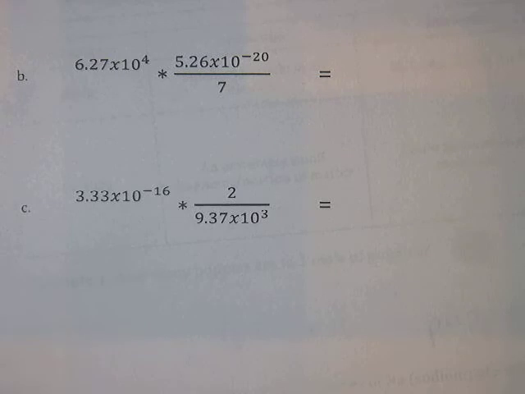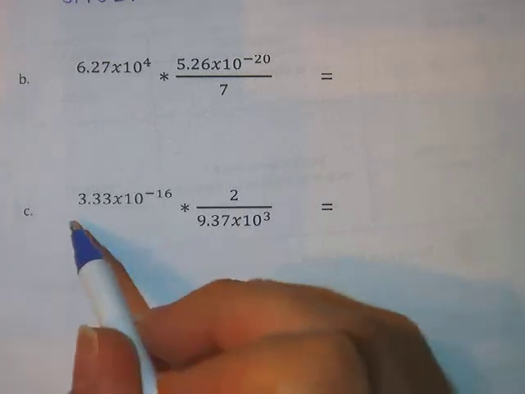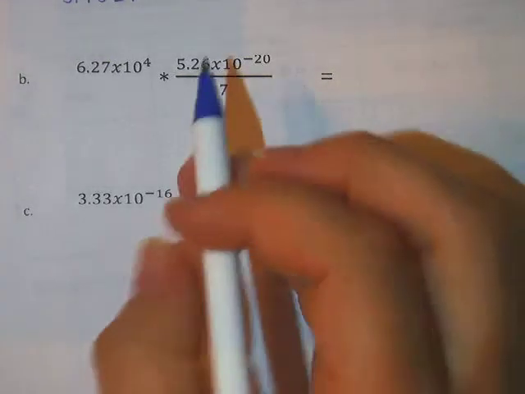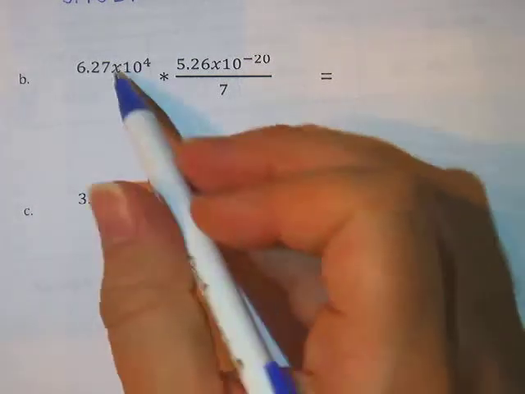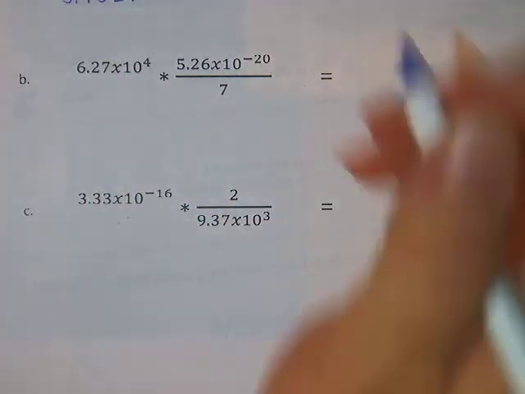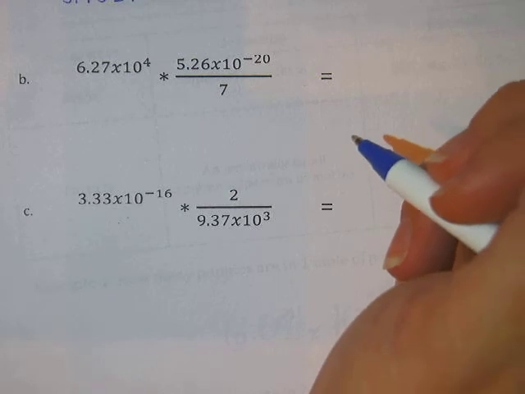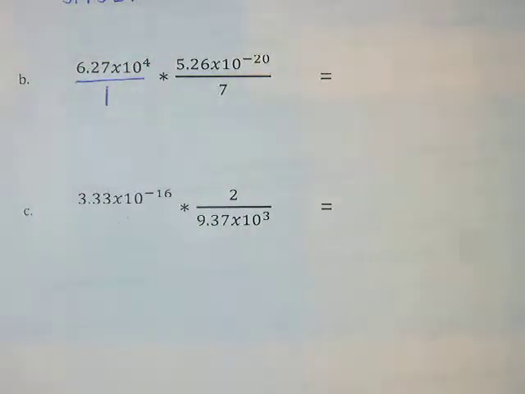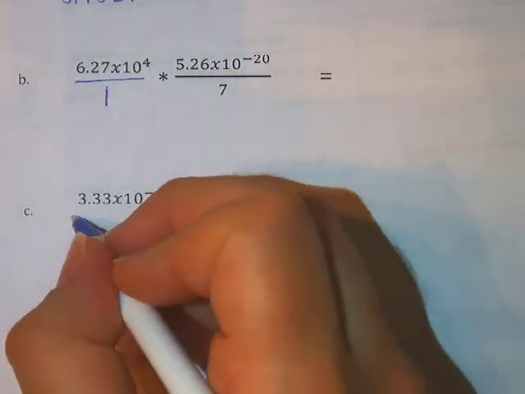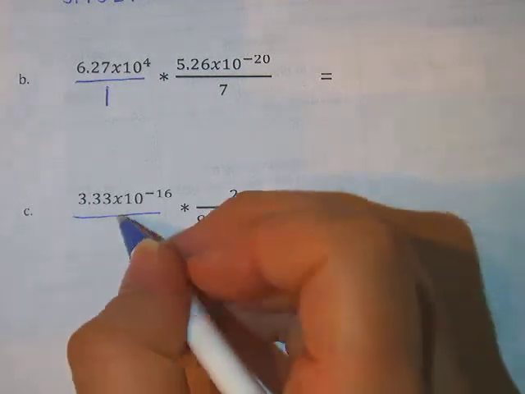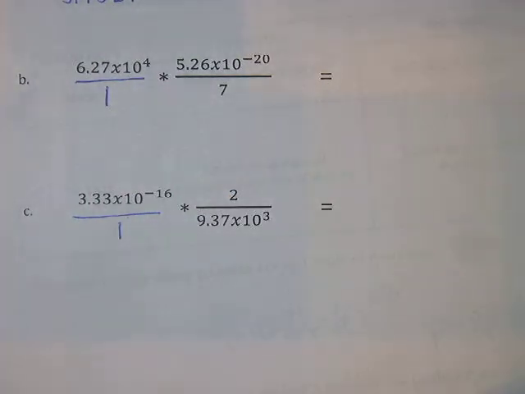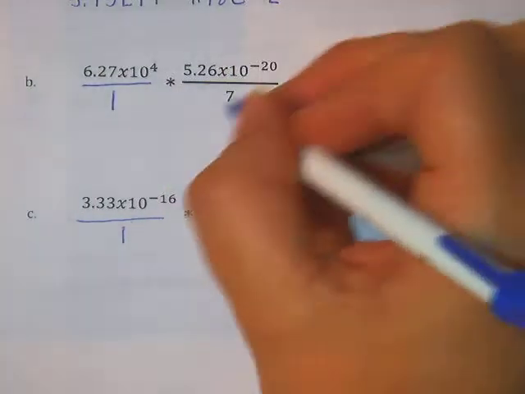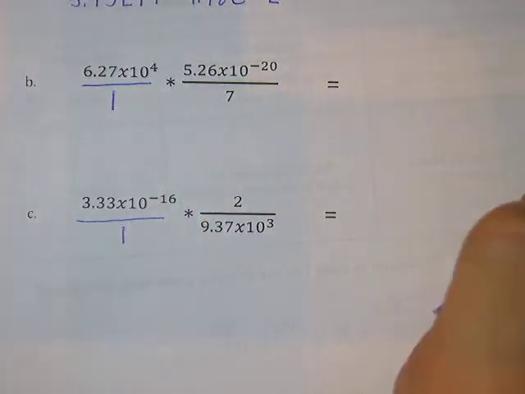But just to be clear, what's going on here is this front number in both of these is just 6.27 times 10 to the fourth. You could also picture that as 6.27 times 10 to the fourth over 1. Or like in part C here, 3.33 times 10 to the negative 16th over 1. And when you do that, it might make it a little more obvious what calculation you're supposed to be doing.